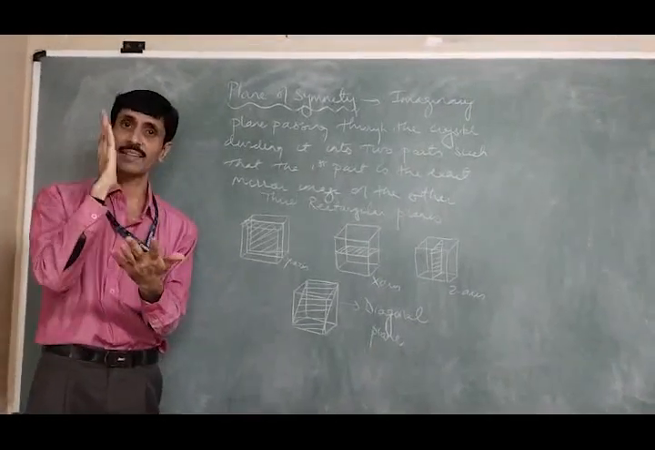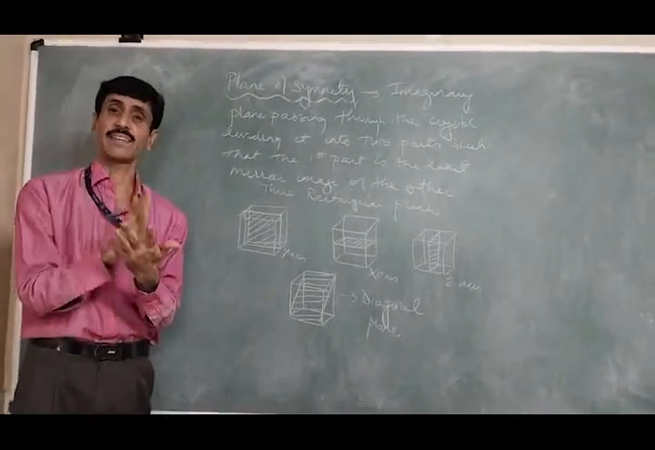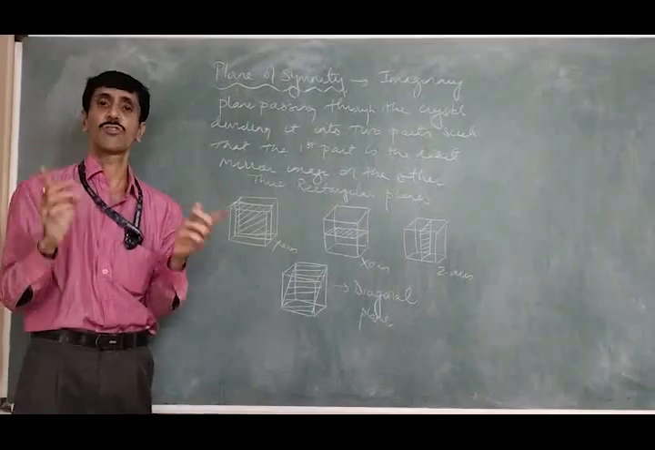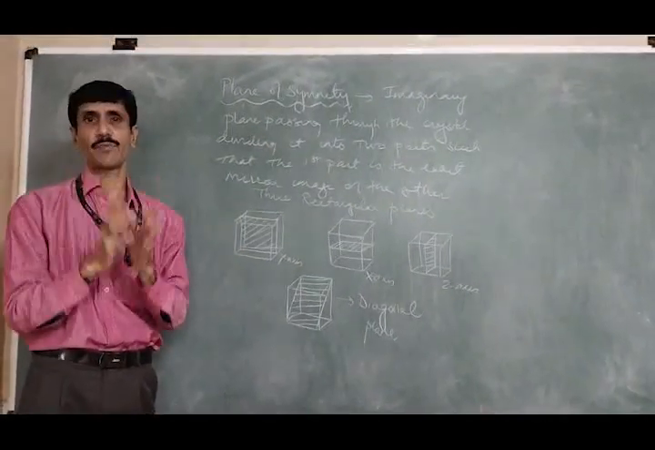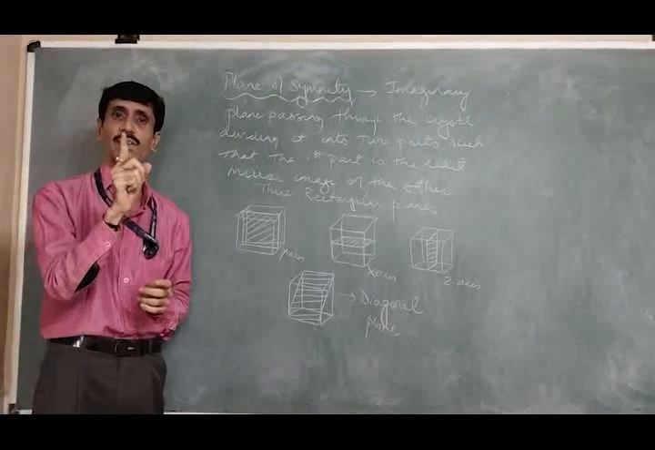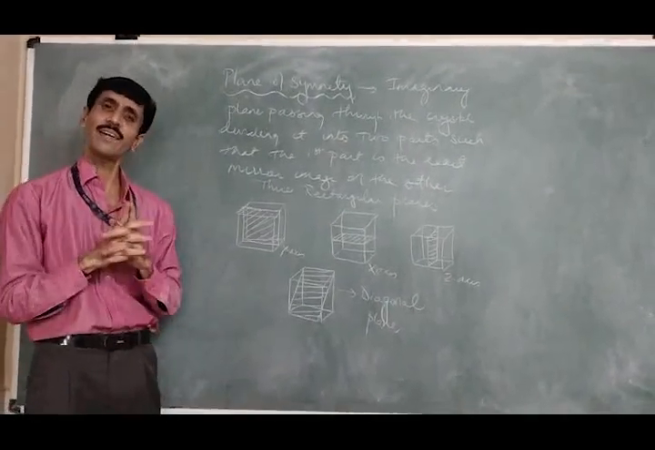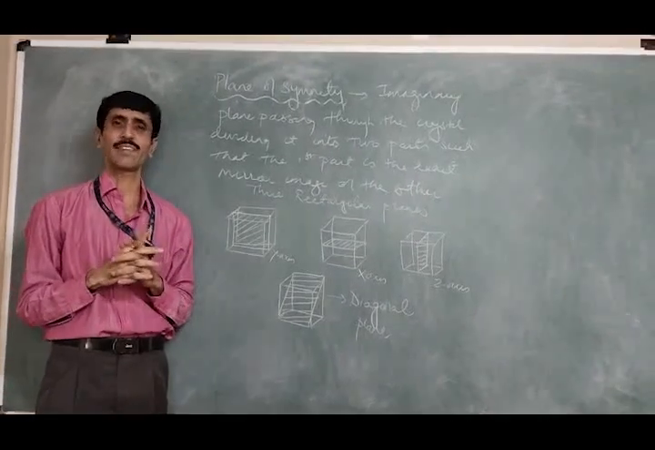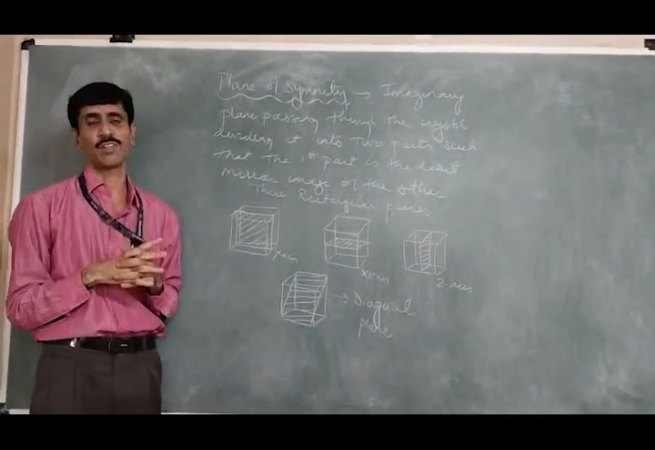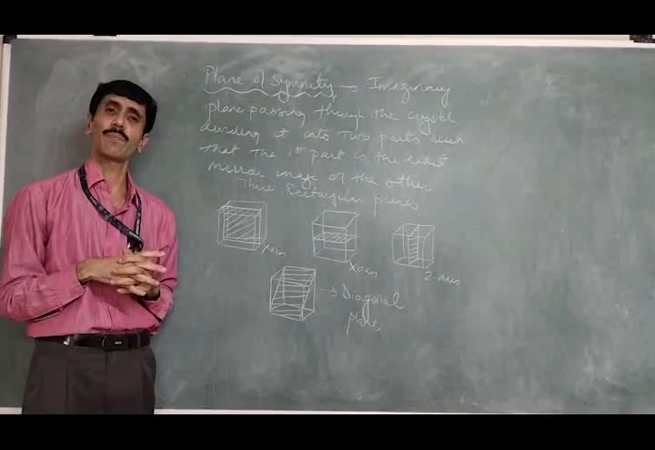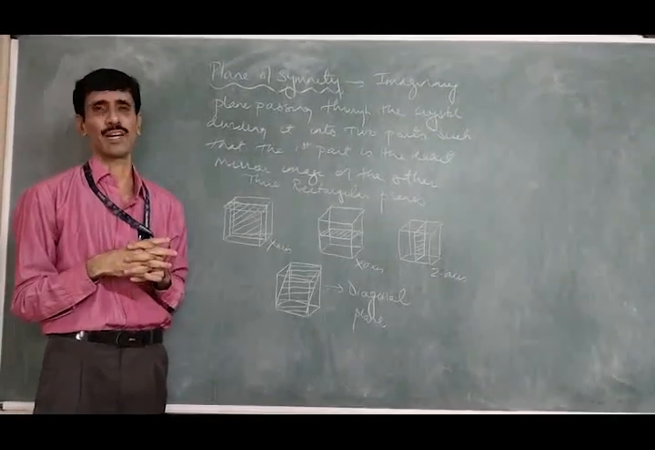Not only should it divide the crystal into two parts, but at the same time, the two parts that we get should be the exact mirror image of each other. Then only can I call that particular plane a plane of symmetry. Now, when we consider cubic geometry, my dear friends, remember there are two types of planes. One is called a rectangular plane, the other is called a diagonal plane.